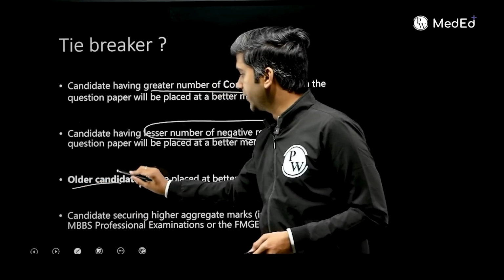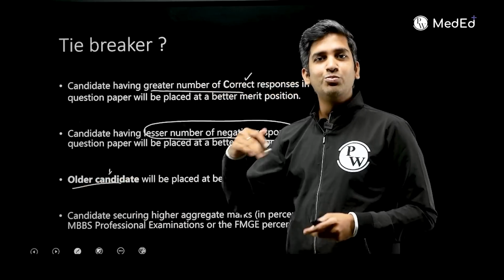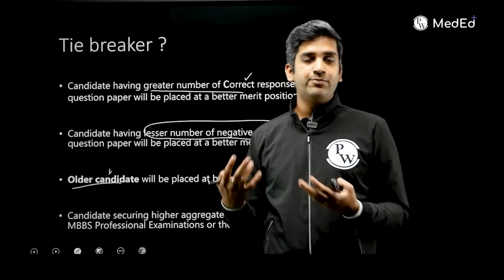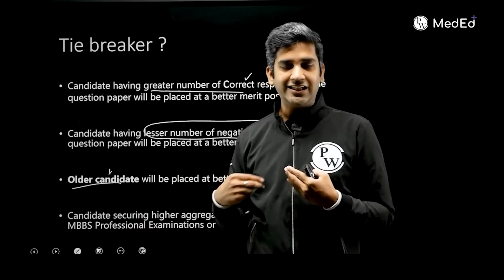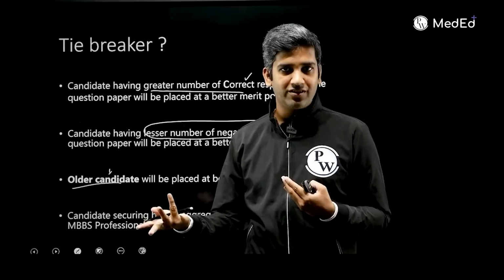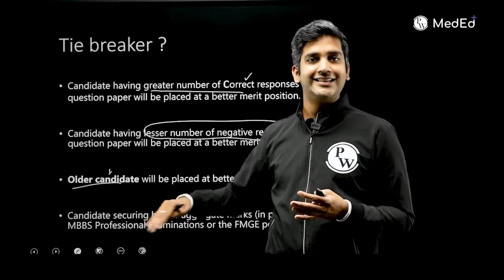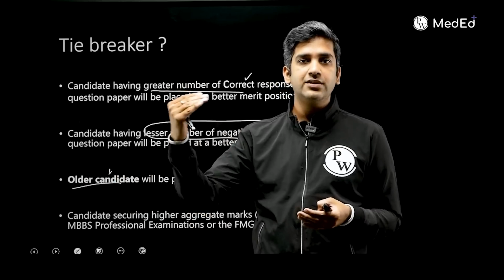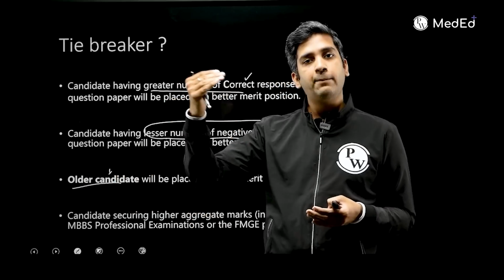Third is the older candidate. This is a rule by the country. I have been kind of contradictory to the rule. If a person achieves something at a younger age, they should be credited more, right? Obviously, but this is the exact opposite of it. If a person is older, they get higher up in the hierarchy compared to the younger person.